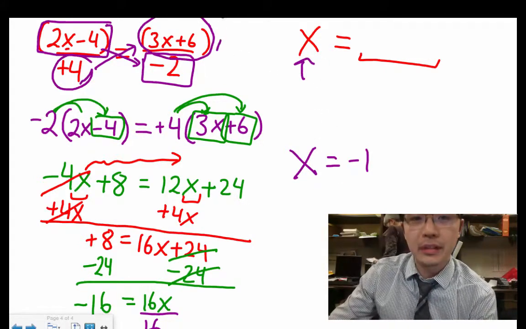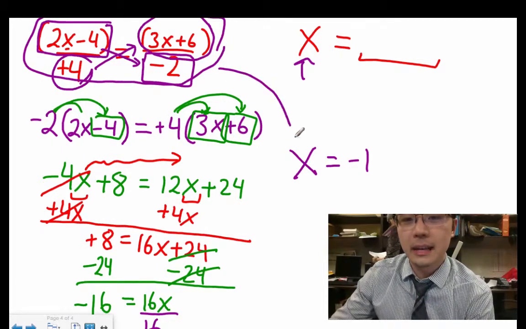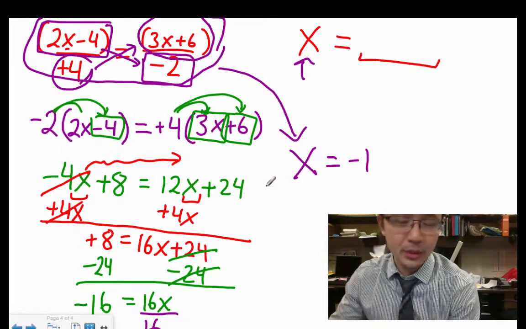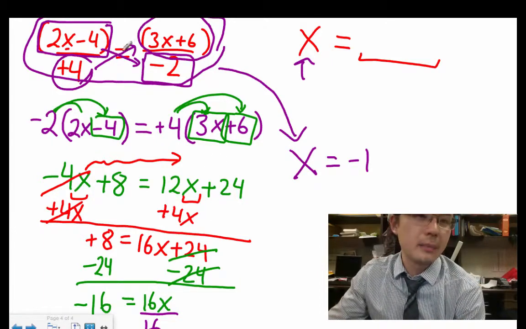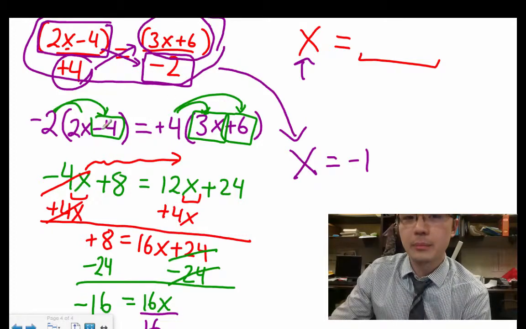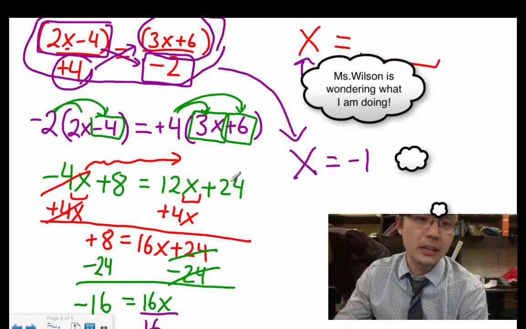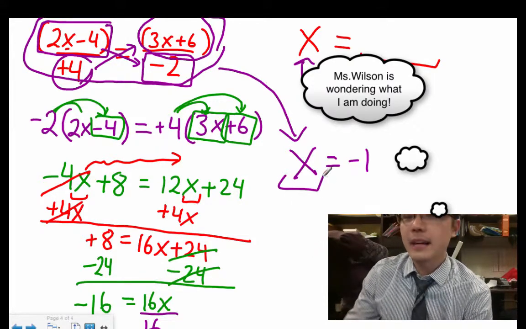I had a bunch of stuff at the beginning. I broke it down into steps. Finally, all these steps got me to x is equal to negative 1. So it looks kind of complicated, but try to follow the same steps by getting rid of the fractions, distributing, moving the variables, and then moving the constants onto the other side. That will get you to the x's.